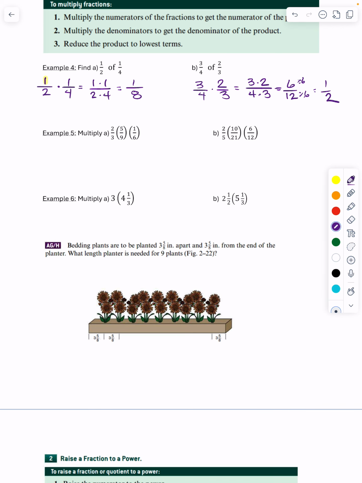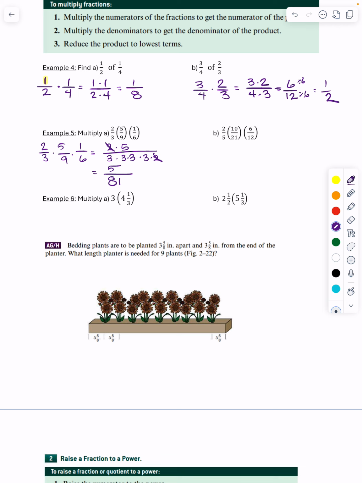Example 5. So 2/3 times 5/9 times 1/6. And when I go ahead and write this as a multiplication, 3 times 9 is 3 times 3, 6 is 3 times 2. I'm writing it this way so I can cancel the 2 in the numerator and denominator. I'm left with just a 5 in the numerator. My denominator is 3 times 3, which is 9. I've got another 3 times 3, which is 9, so I get 5/81.